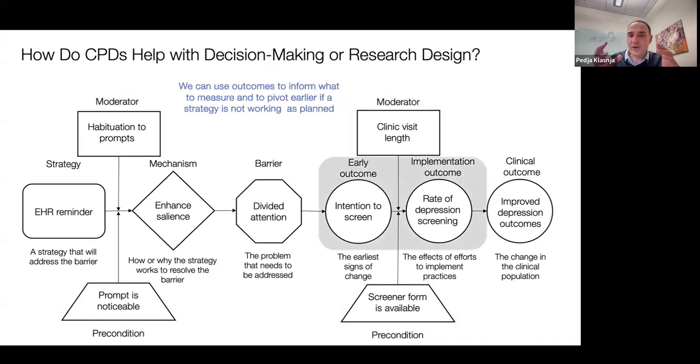And then finally, one of the key things that we think is really important about these causal pathway diagrams is that they help you articulate what the early outcomes of the initiative are, so you can make course corrections early, right? So instead of having to wait all the way to the implementation outcome, you can try to get at some of the more proximal outcomes and see whether the strategies that you're deploying are working as intended.